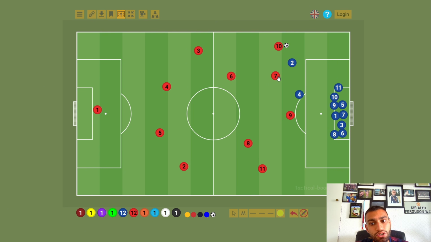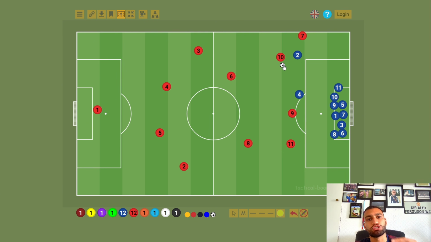Or the 7 makes this underlap or makes an overlap, and the 10 uses that as a decoy to drop the shoulder, force the fullback to think that the ball is going to the number 7, the 10 cuts in, and then there could be a threaded pass into the 9, or there could be a shot on goal, or there could be a cross into the back post where the opposite winger will be positioned.